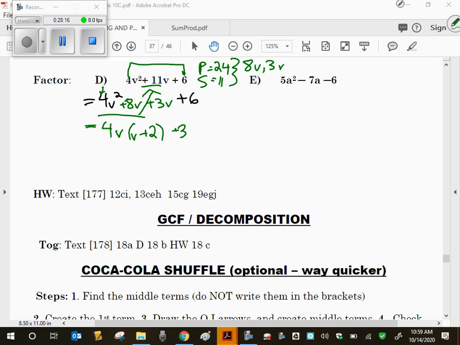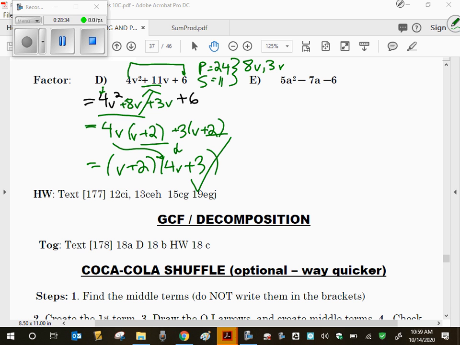Take a 3 out. That matches. And now the v plus 2 is the common binomial. You take it out, just like you take a 5 out. And you're left over with 4v plus 3. Anybody check that using FOIL? Yep. All right, I believe you.